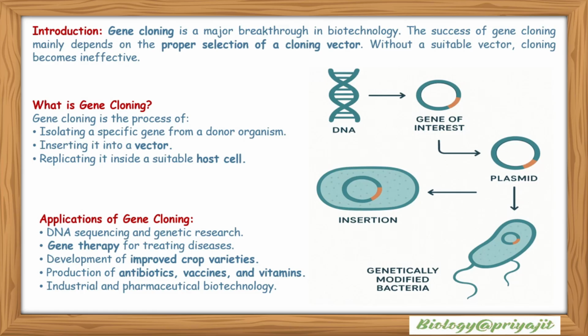To introduce gene cloning, we must say that gene cloning is a major breakthrough in biotechnology. The success of gene cloning mainly depends on the proper selection of a cloning vector. Without a suitable vector, cloning becomes ineffective. What is gene cloning? Gene cloning is fundamentally the process of isolating a specific gene from a donor organism, inserting it into a vector, and replicating it inside a suitable host cell.